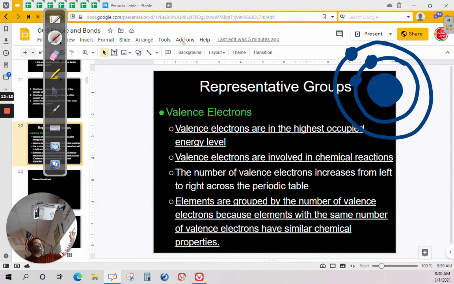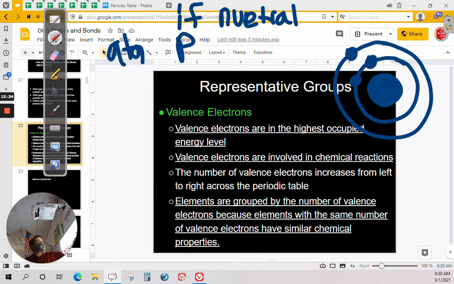One thing you might want to remember and possibly write down is that if the atom is neutral, then protons equals electrons. So if it has 6 protons, it's going to have 6 electrons, which makes sense because 6 plus negative 6 equals 0, which would be neutral.